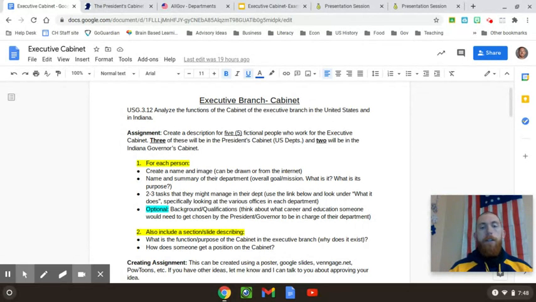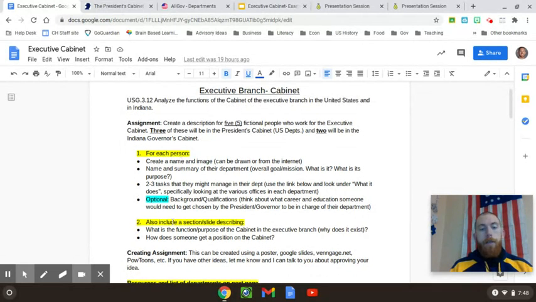So the way we're going to do this is by creating a description for 5 different people who would be in the cabinet. 3 of these will be for the U.S. departments that we looked at last week, and then 2 will be for the Indiana governor's cabinet. So we want to make sure we're looking at local as well as national politics in this class. So this will help us do that.